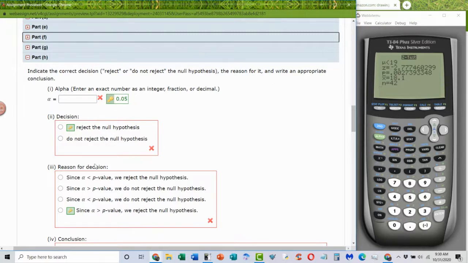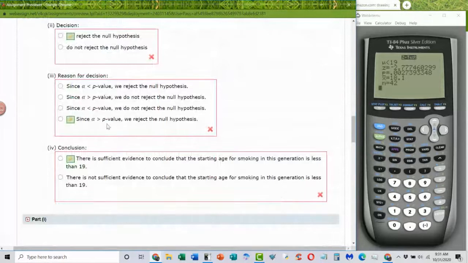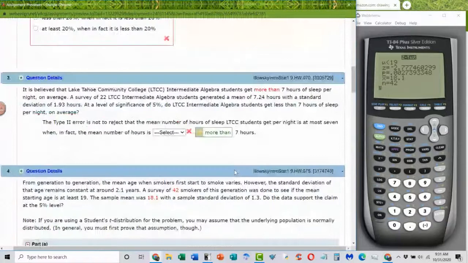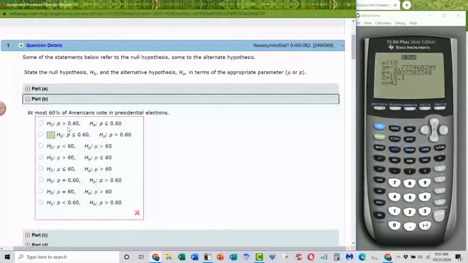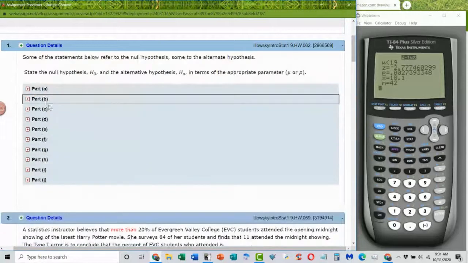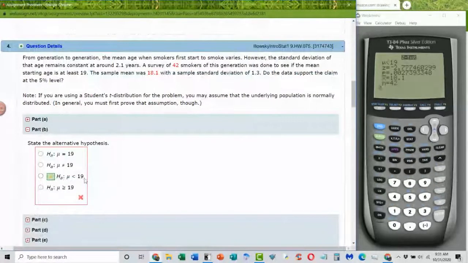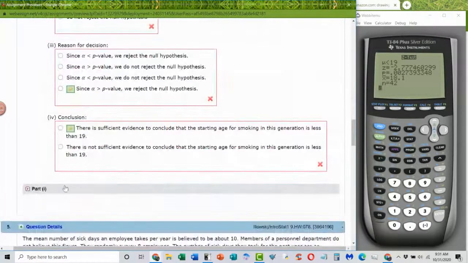Why? Well, these are backwards to me. Since alpha is greater than the p-value, we reject. That's why that should go here, and then we'd make the decision because we did this first. I always look at it the other way around. The p-value should be over here, and alpha should be over here, but that's just me. What does it mean? There's enough evidence to conclude that the starting age of smoking is less than 19. So we're rejecting the null hypothesis. We believe that this might be true, so the mean is less than 19. That's where the conclusion lies.